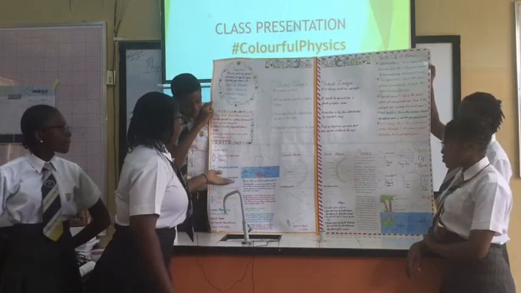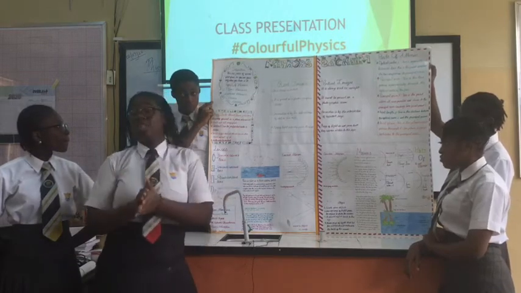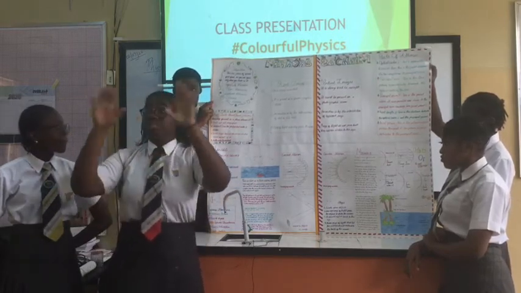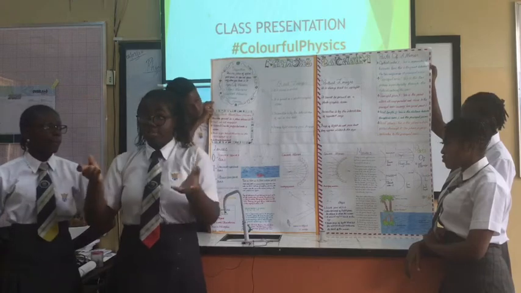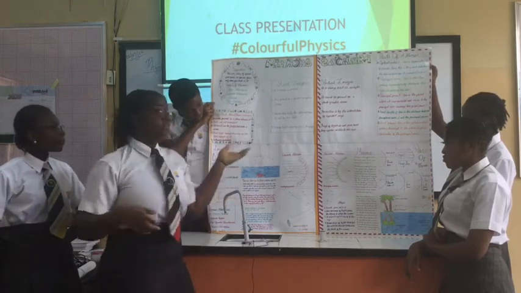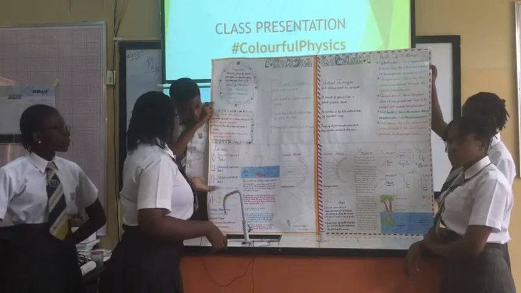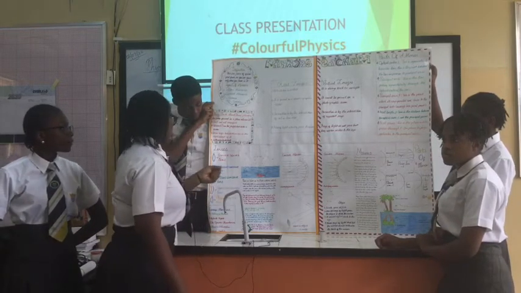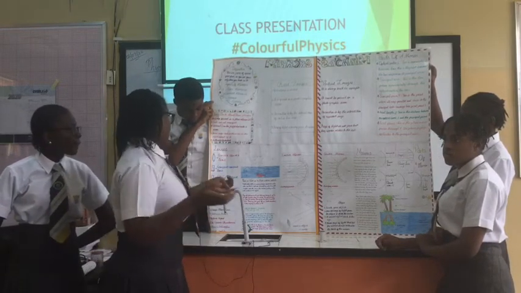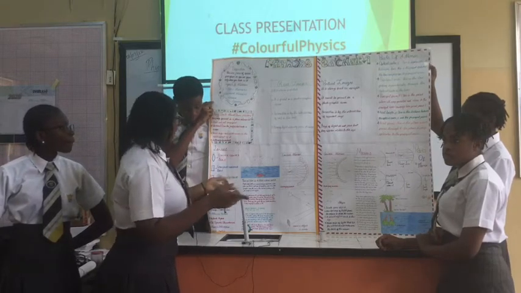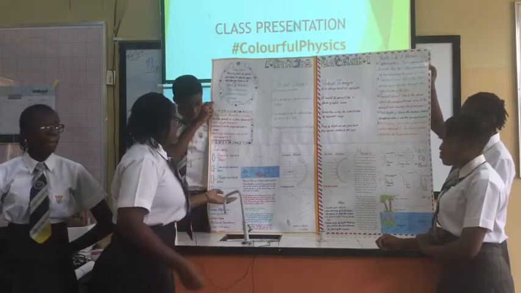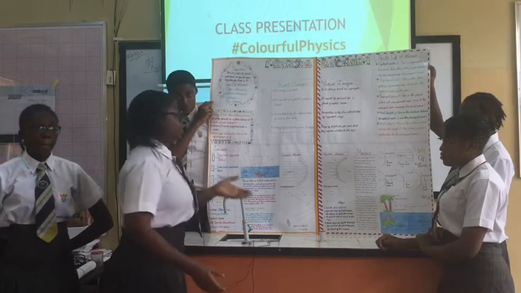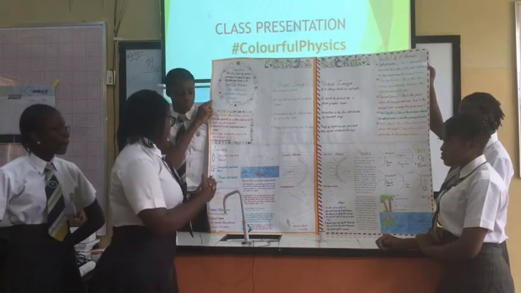Then we have the plano-concave lens. This is the mixture of a plane mirror, which is just a simple flat square-shaped mirror, and a concave mirror to form a lens. And we have the concavo-convex lens, which is the mixture of a concave and a convex. Then we have the plano-convex lens, which is the mixture of a plane and a convex mirror.